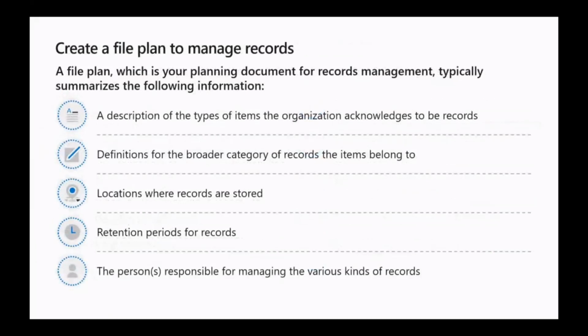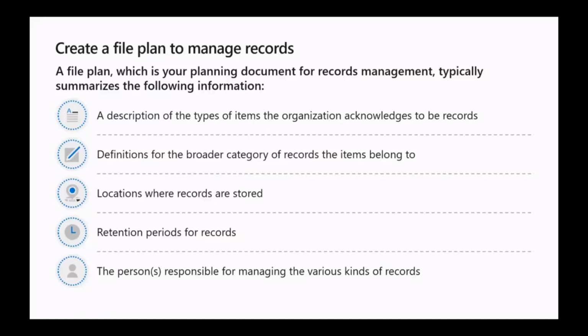Now, in more detail, how can you create a file plan in order to manage records? Well, a file plan, again, which is your planning document for records management, typically will summarize the following information. First, a description of the types of items the organization acknowledges to be records. Then the definitions for the broader category of records the item belongs to. Also the locations where records are stored, the retention periods for records, and the person or persons responsible for managing the various kinds of records.